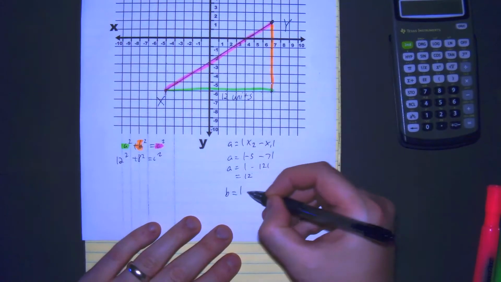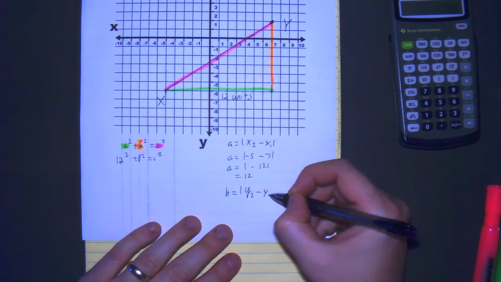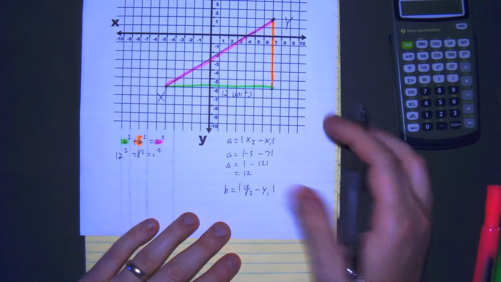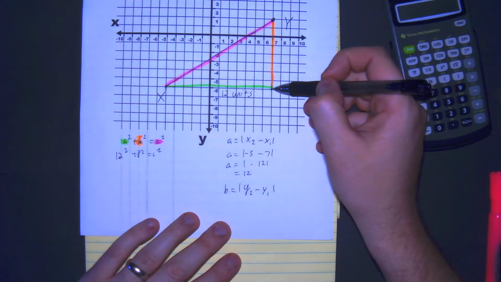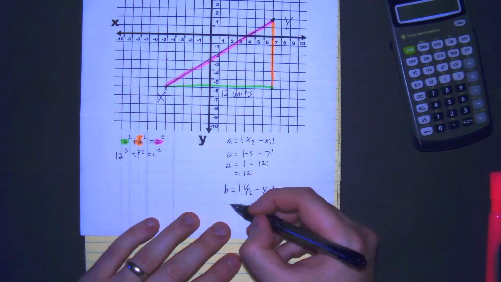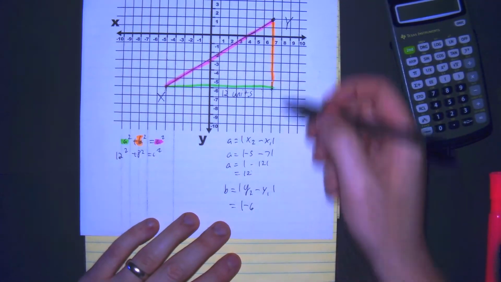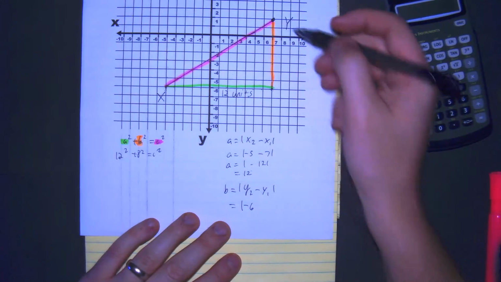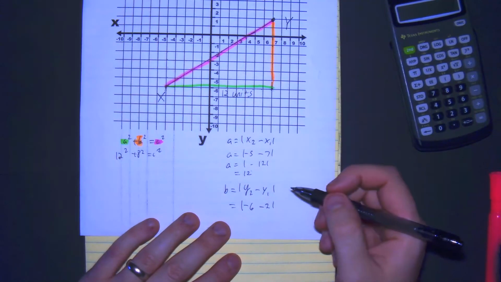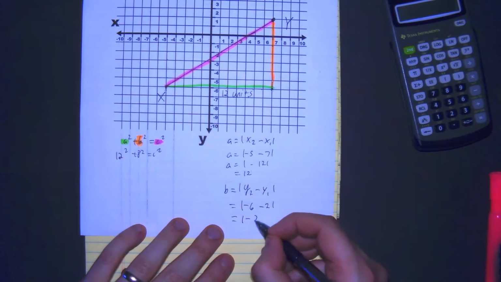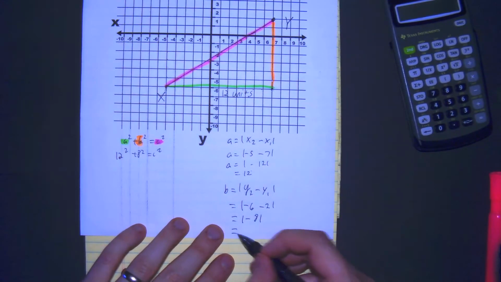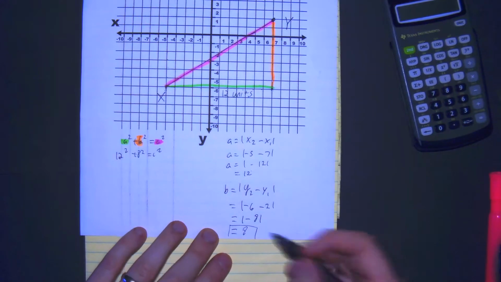B is equal to the absolute value of y sub 2 minus y sub 1. We called this x2 last time, so we'll just call it y2. So down here is about -6. And up here, that's represented by a positive 2, minus 2. Then you get the absolute value of -8. You get 8. So good, we did it right.